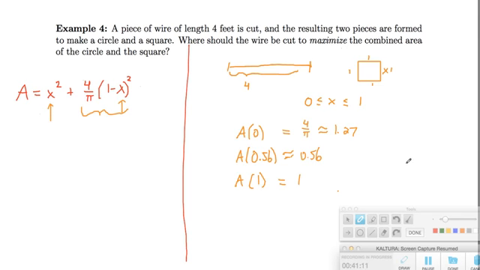Well, which one of these is the max? Well, the max is the largest value, at x equals 0. So we just proved that the max does not occur at 0.56, it actually occurs at x equals 0. Well, what does that really mean?